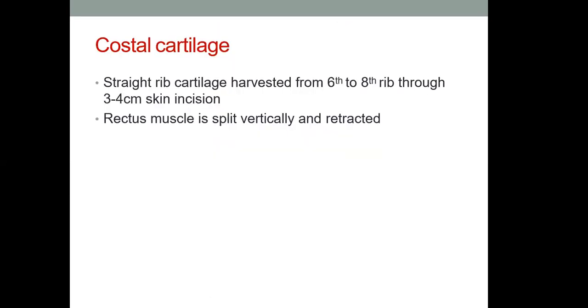Costal cartilage, the straight rib cartilage, is harvested from the 6th to 8th rib through a 3 to 4 centimeter skin incision. The rectus abdominis muscle is split vertically and retracted.